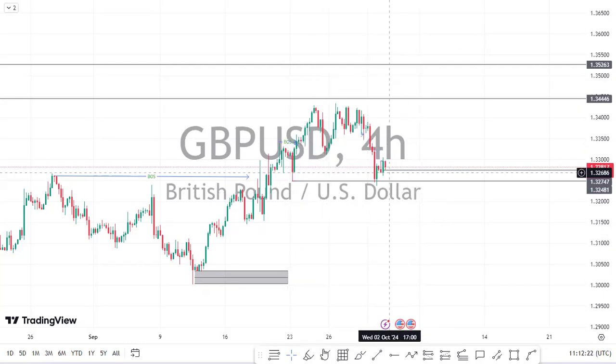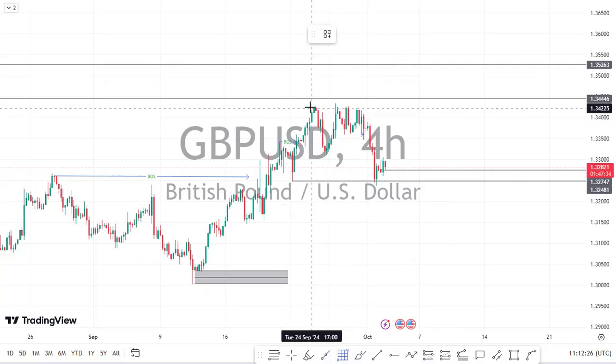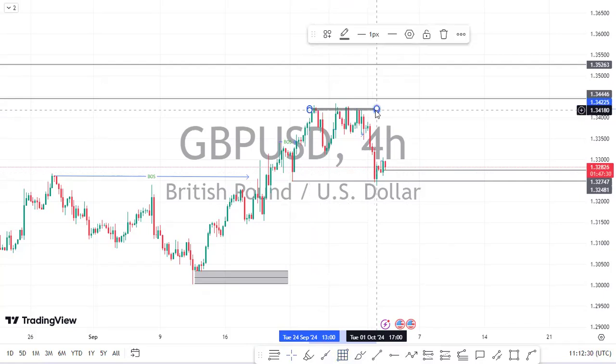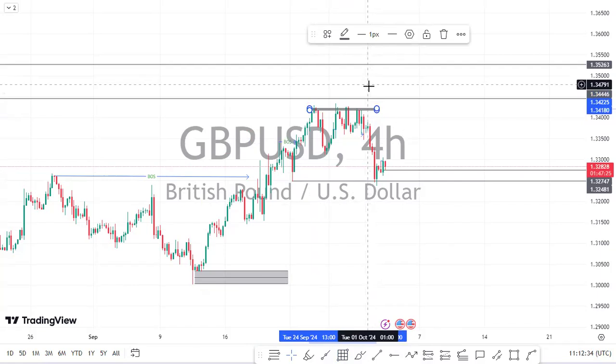Now, what is price forming here? I can see that price is just forming liquidity above this high. It gathers liquidity that may push price to come down to feed this imbalance here.